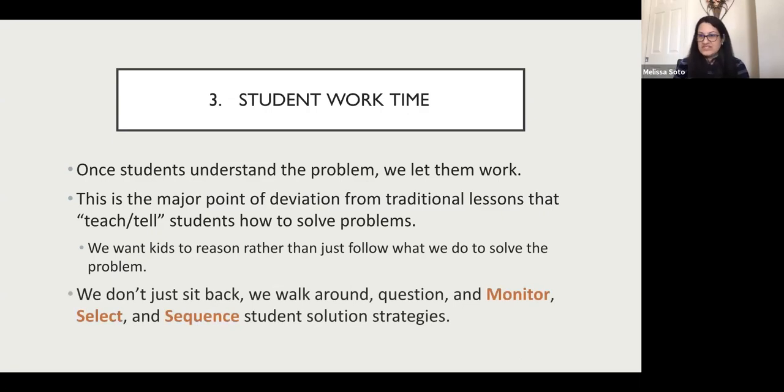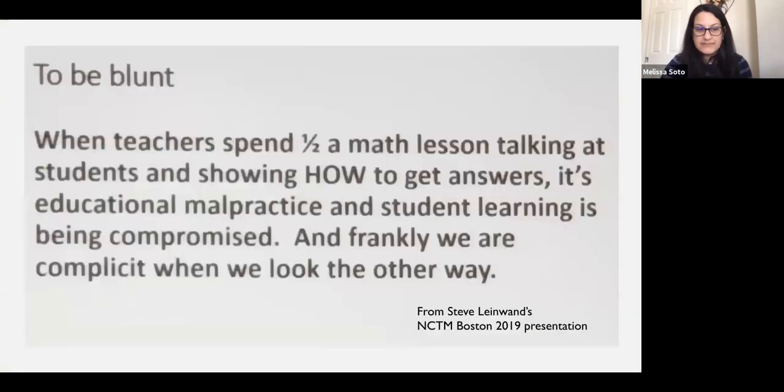And again, we don't just sit back. We actually question the kids. We monitor, thinking about how they're doing, thinking about what additional questions we can ask to assess and or advance their thinking. And when we have our solution sharing time, we want to make sure that we purposely select kids that are going to share their thinking with the class, and that we order and sequence them in a particular way.